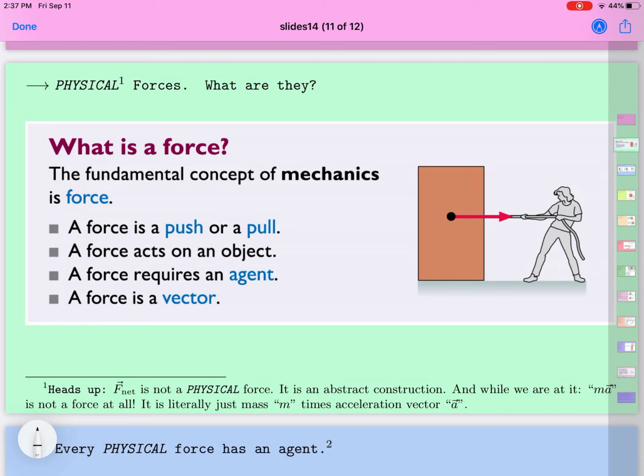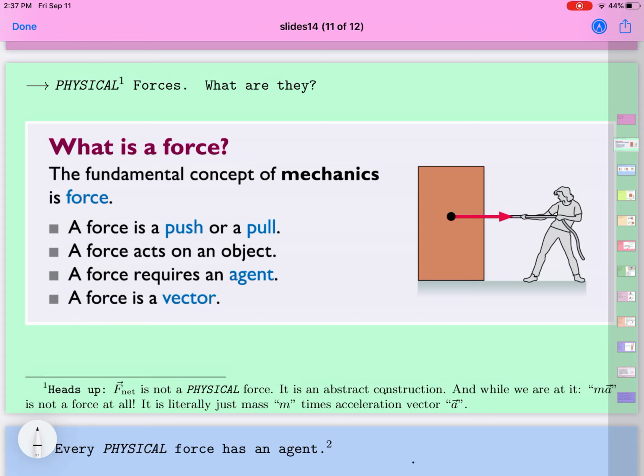If she wasn't pulling on the rope, we would still have the force of gravity, and then we would have the force of the floor exerting onto the box because the box isn't moving. But when she grabs that rope, she causes an imbalance of forces that essentially causes the box to move. So if the box moves with some sort of acceleration, we have a net force.